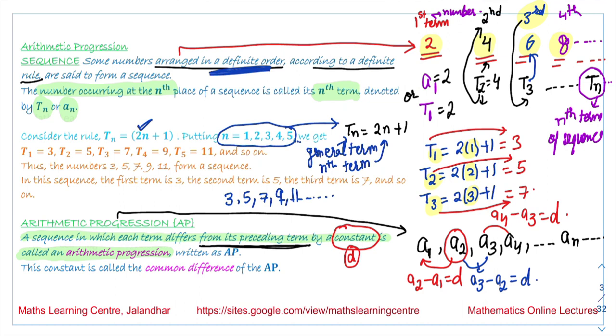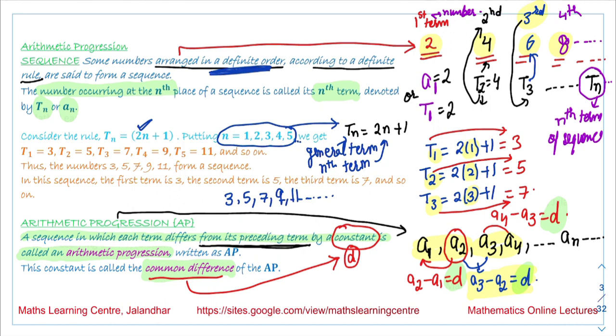So we are saying, what is the relation between all these terms? If we take any two consecutive terms, then the difference between those two values is d. This d is also called the common difference. This value of d we are getting over here is called the common difference of the AP. So this is the definition for the arithmetic progression.